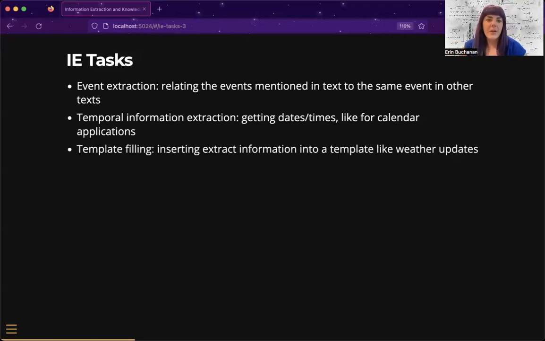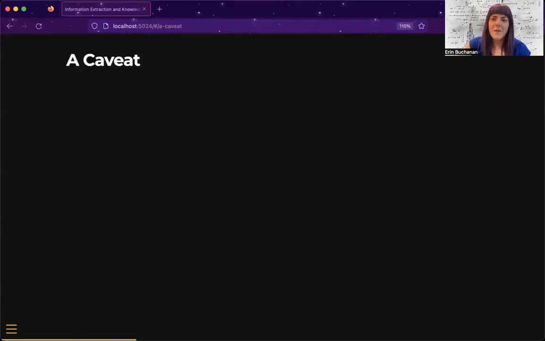And then template filling would be extracting the information and then plugging it into a template. So like it gives me a weather update. And so you extract the information like weather and tell people it's 90 degrees outside. Or 40 something for my Celsius friends.